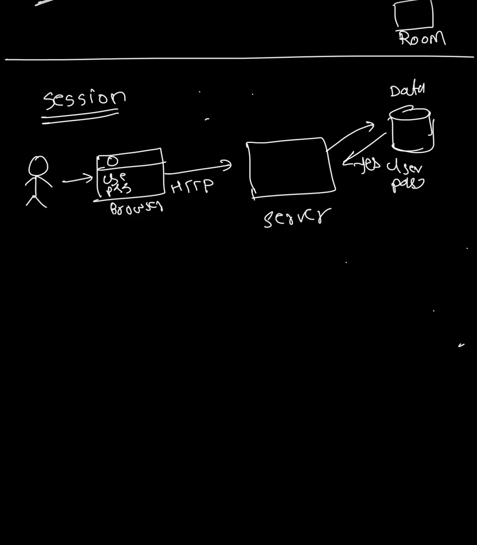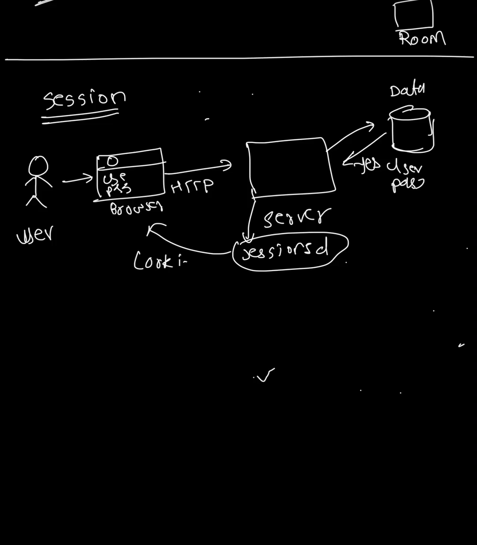Then the server will create one session ID, and this session ID will be created on the server and sent to the client, that is our user, to the browser, and this session ID will be stored in the browser in the form of a cookie. Cookie is nothing but the text that will have the session ID and other things that need to be stored in the browser. Also it will have some validity. After some time the cookie will be removed or expire.